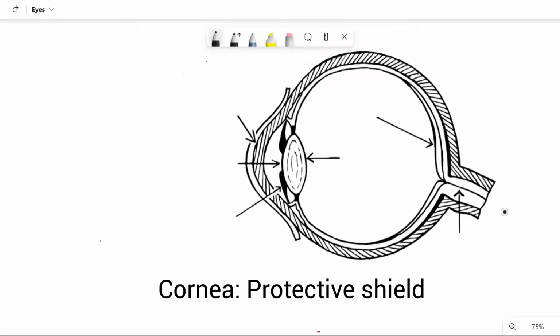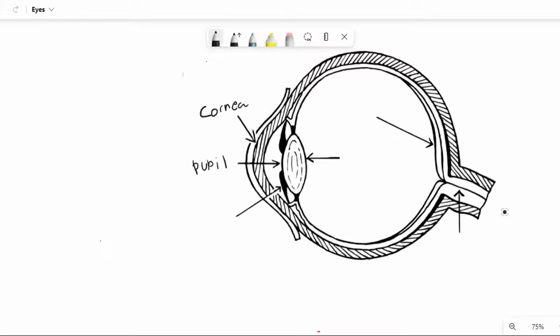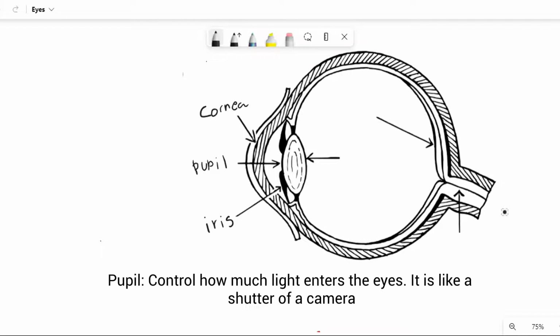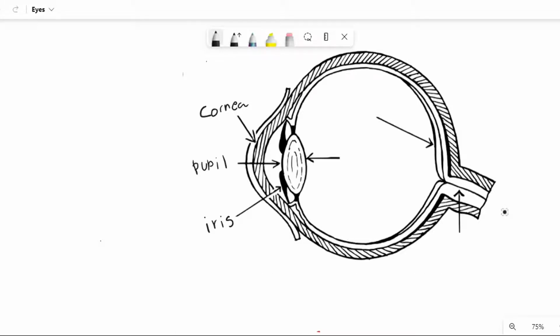On the outer layer, we can find the cornea, which is a protective shield. And then we have the pupil, which is controlled by the iris. You can think of the pupil as a shutter of a camera. It is what controls how much light is sent into your eye. If there's too much, it'll contract. If there's too little, it'll dilate. And what's controlling this dilation and contraction are muscles called the iris.